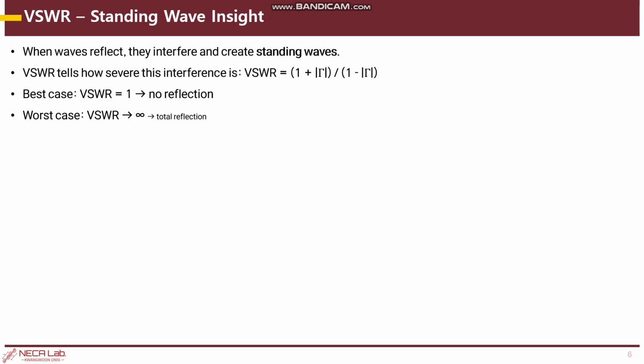Now, VSWR, voltage standing wave ratio. Here VSWR tells us how strong the interference is. It's calculated using this formula. In the best case, VSWR equals 1, which means perfect matching and no reflection. In the worst case, VSWR goes to infinity, meaning total reflection and zero power transfer.